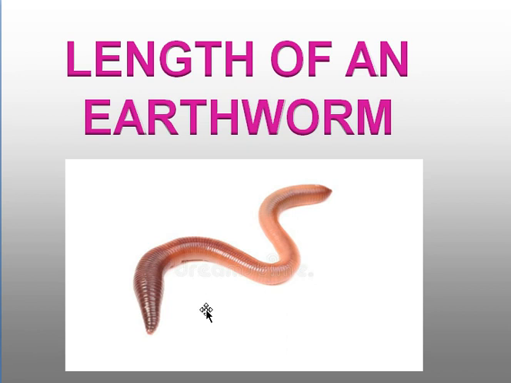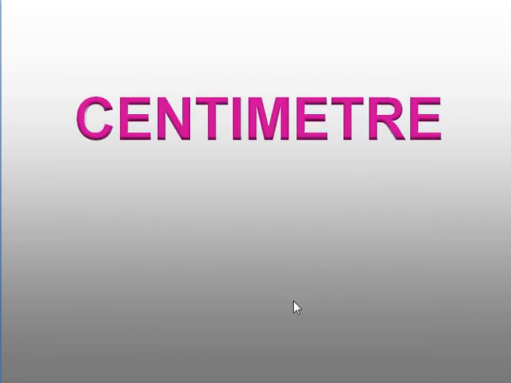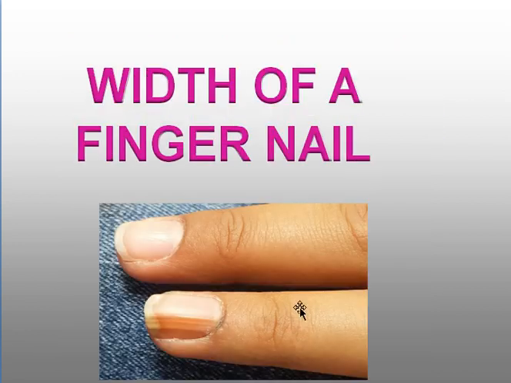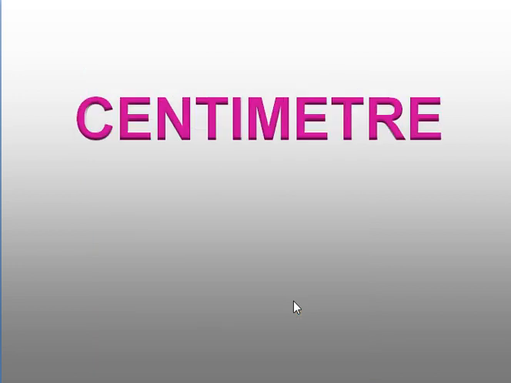Length of an earthworm. An earthworm can easily be placed alongside the scale and can be measured. It's not so large, its length is small, so it can be measured in centimeters. Width of a fingernail. Now, fingernail is also small in size and its width can be measured in centimeter.